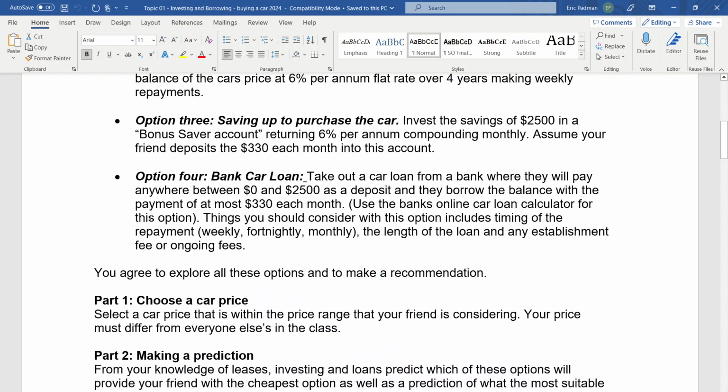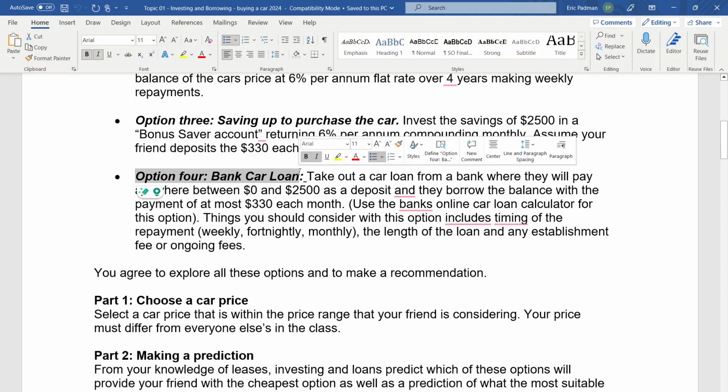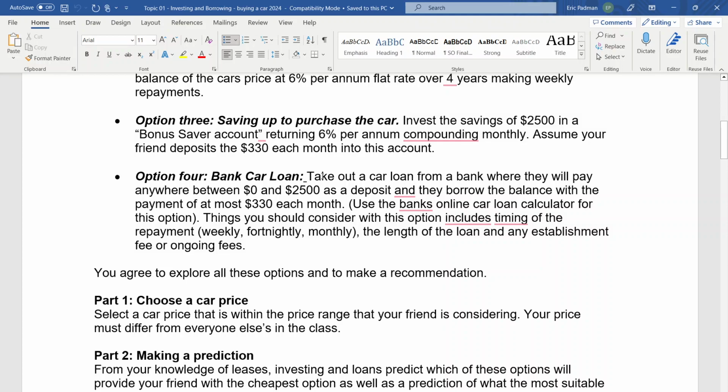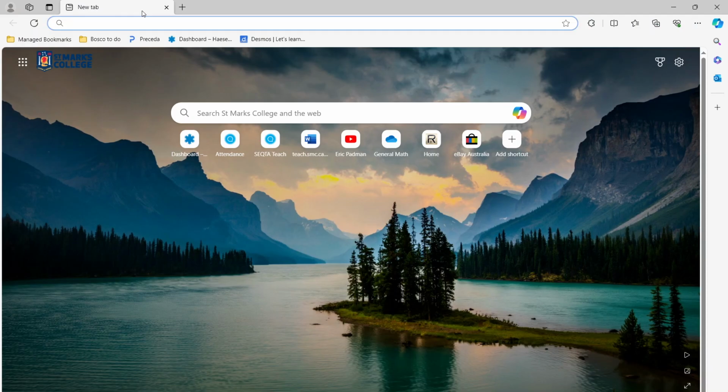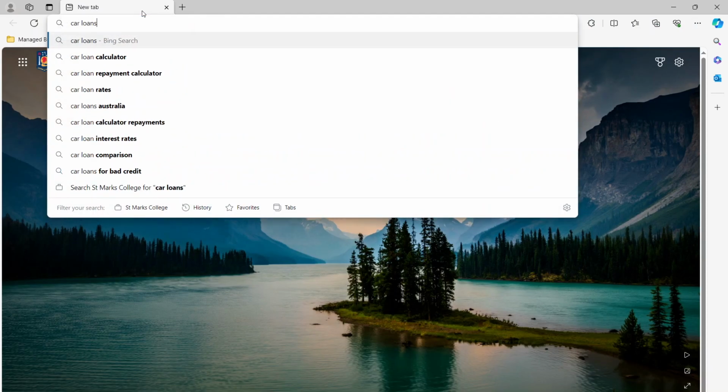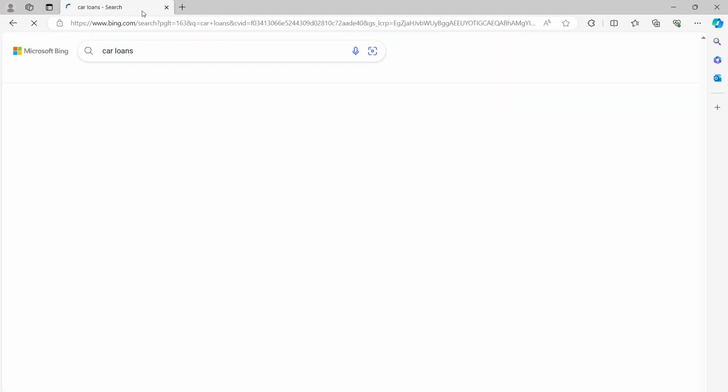All right, we do another video on this assignment for Year 11 General Maths. We're going to be looking at option 4, the bank car loan. You are allowed in this part to use home loan calculators, and you need to do a little bit of research, find some loans, and decide what you're going to do with them. So what we're going to do is just look for some car loans. So we need car loans, and we're going to need a car loan calculator.